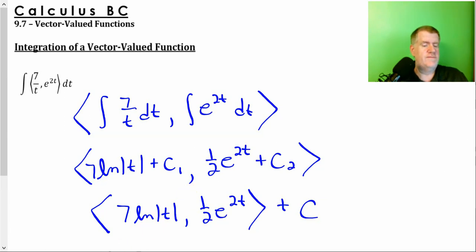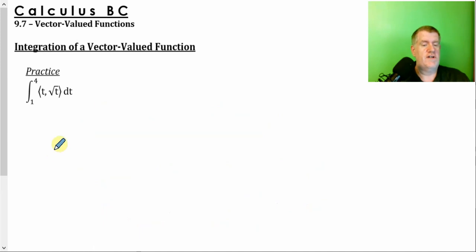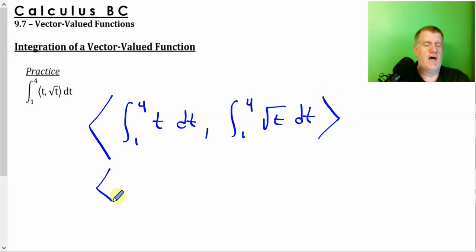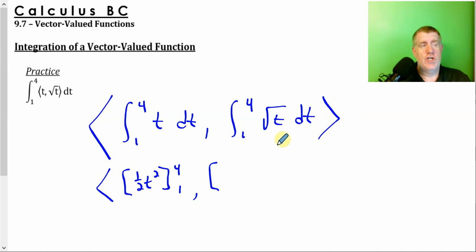All right, last one. And a definite integral. Well, it's the same exact thing. We're going to go from 1 to 4 of t dt, and from 1 to 4 of square root of t dt. So let's see what we got. This would be 1/2 t squared from 1 to 4. This one would be 1/2, so you raise it to 3. So 2/3 t to the 3/2 from 1 to 4.